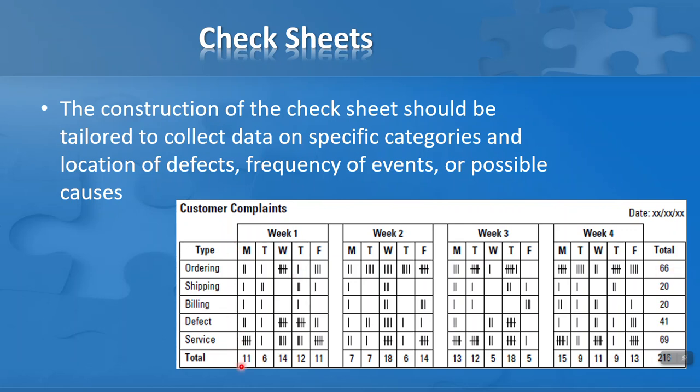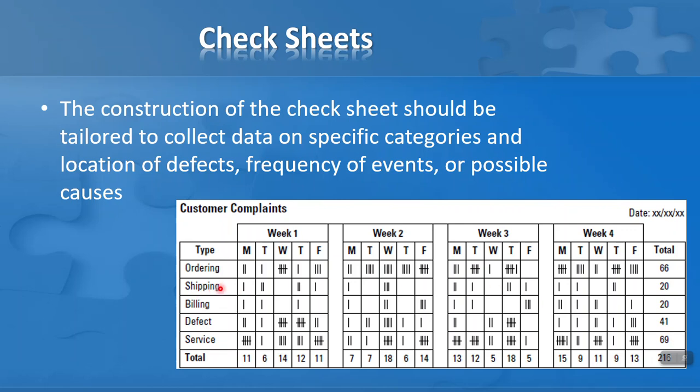We can also see how many total of all the different categories are occurring on each day of the week as well. And we can see at the end over here on the right hand side, we've got 216 overall complaints. So this allows us to focus in on where the most complaints are occurring. Now we might know that there's a lot of complaints for ordering and service, but we do not know how many there are. But at the end of this exercise, we do know that there were 66 ordering complaints and 69 service complaints. So that's an actual fact, hard piece of information.